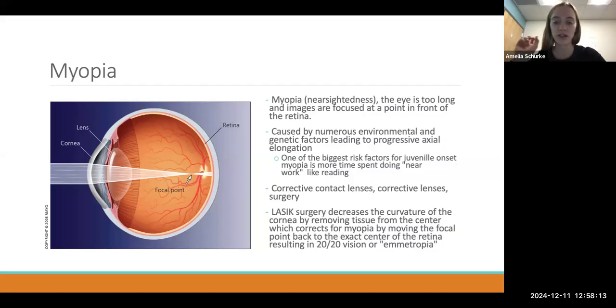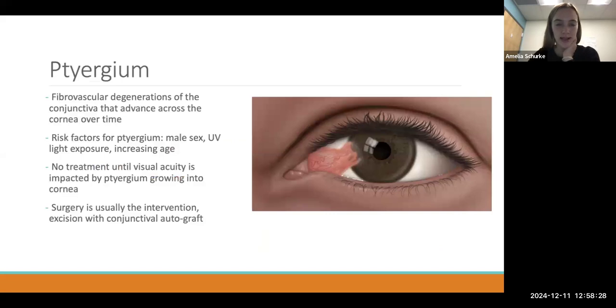But essentially, what that surgery does is it decreases the curvature of the cornea by removing tissue from the center, and then moves the focal point back from in front of the retina to the exact center of the retina, resulting in 20/20 vision. Pterygium is the second eye concern for adults that is a commonly encountered thing.